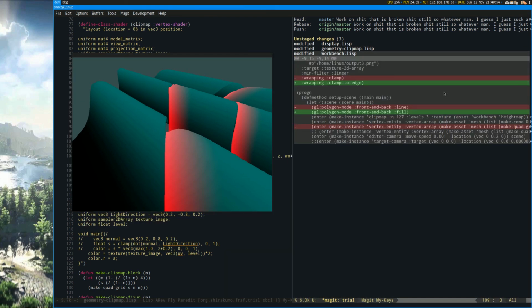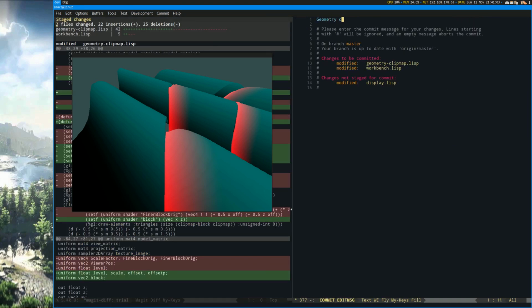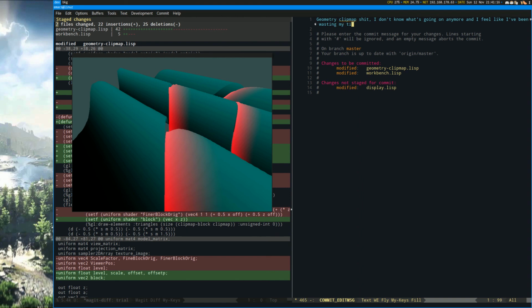You want to have the images though. Geometry, clipmap, I don't know what's going on anymore. And I feel like I've been wasting my time these past 6 weeks. God damn.